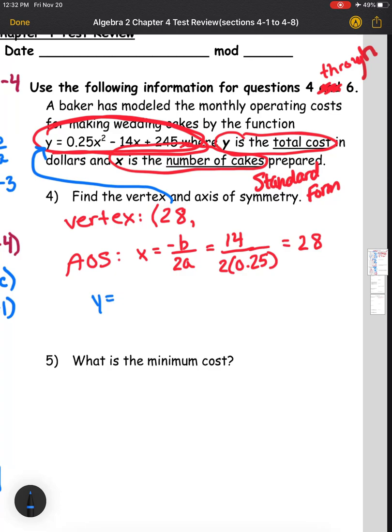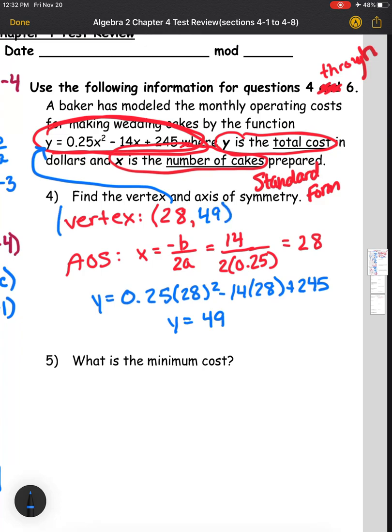Thanks. Sorry, guys. So if I want y, I'm going to plug that back in. So 0.25, and then I'm plugging in 28 for my x value, minus 14 times 28, plus 245. And when you plug that in the calculator, you get 49 back. So that's the y value, 49. So there's my vertex, and there's my axis of symmetry.